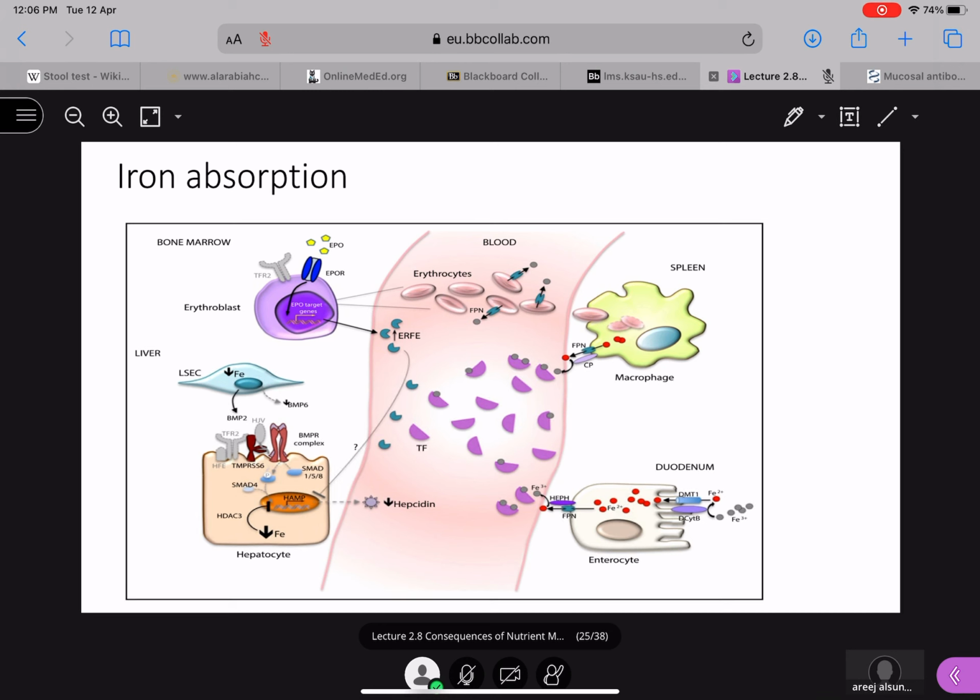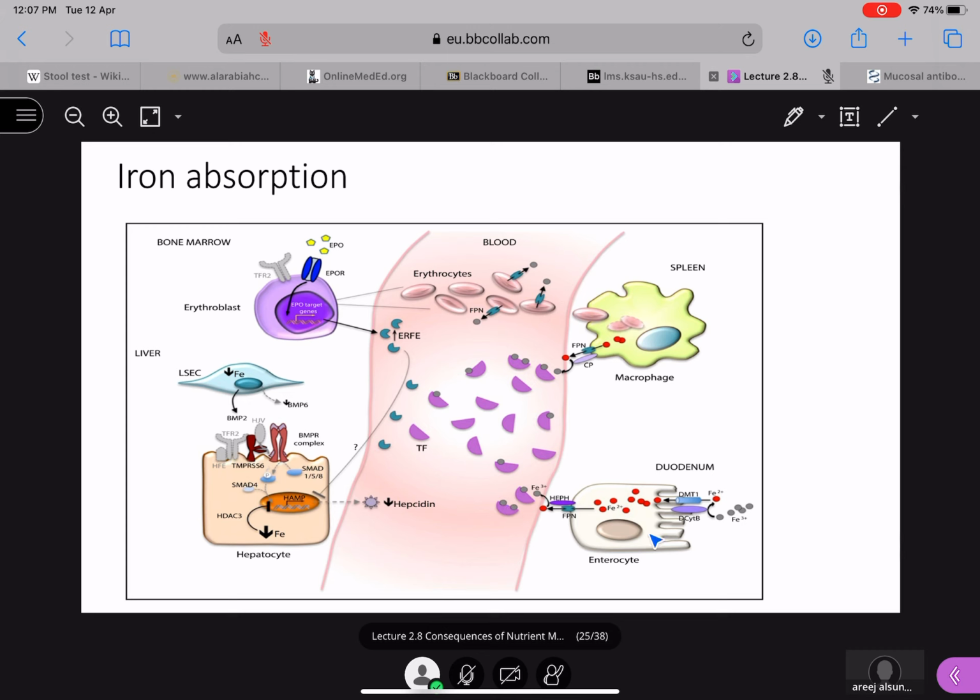Moving from vitamin D and B12 to iron. Iron deficiency is again one of the most important deficiencies in Saudi Arabia. In the duodenum, the ferric will be reduced to ferrous, and this will be absorbed by special receptors and transported into the enterocyte, and then once it enters the bloodstream, this iron will be attached to transferrin, which is the transporter molecule for iron.